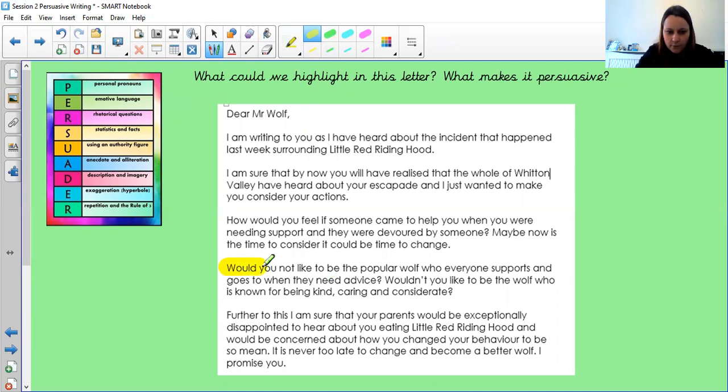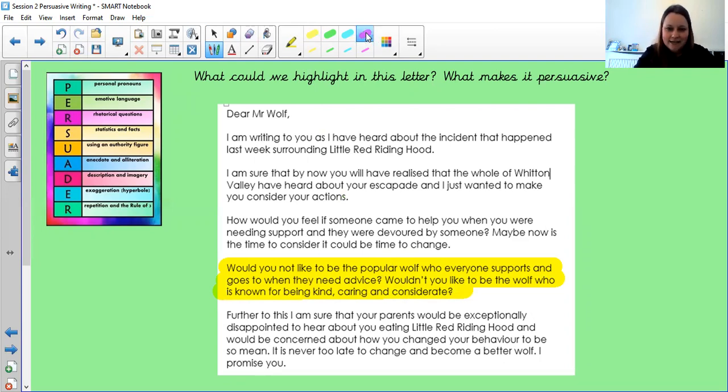So here. Would you not like to be the popular wolf who everyone supports and goes to when they need advice? Wouldn't you like to be the wolf who is known for being kind, caring and considerate? So two rhetorical questions are used there. That's really persuasive. They're trying to get the wolf to think about his actions.